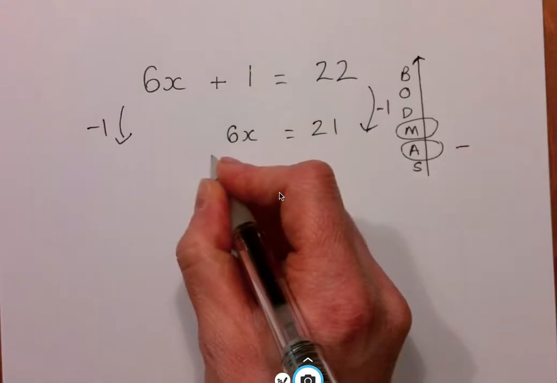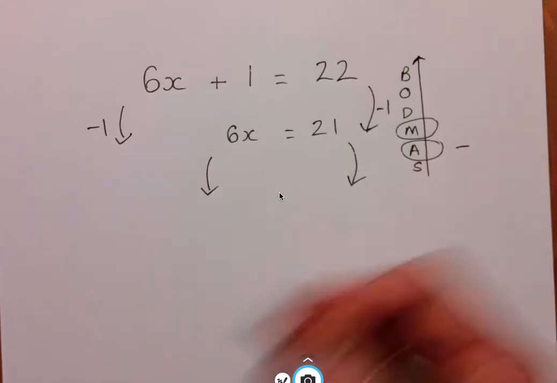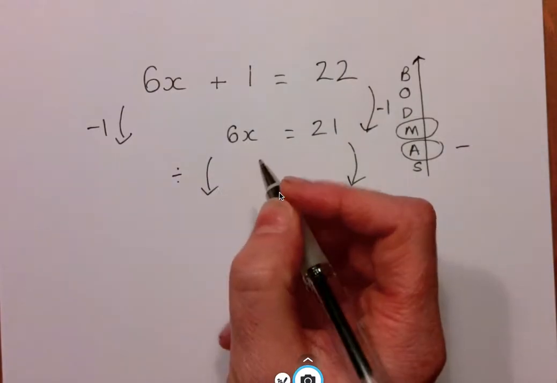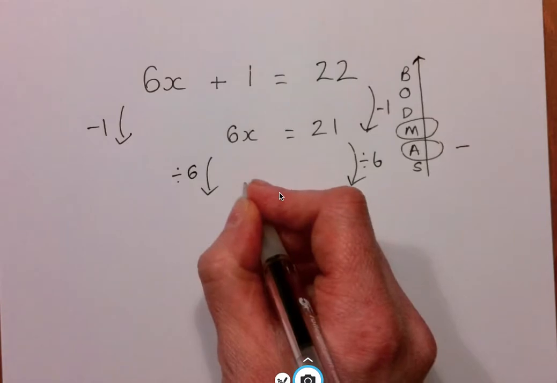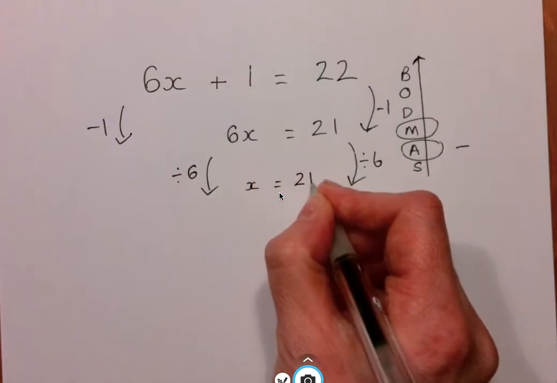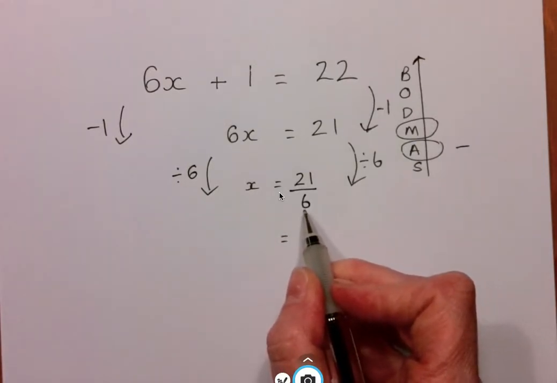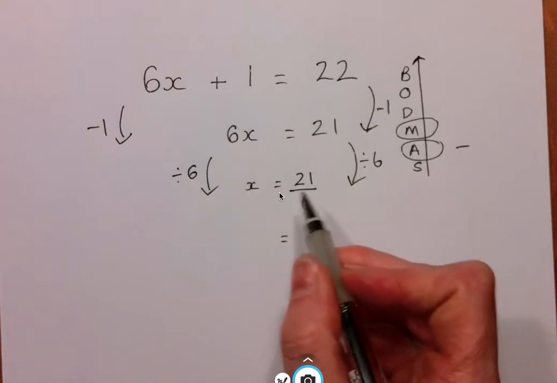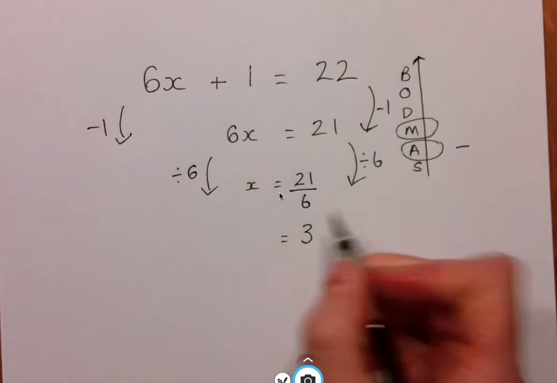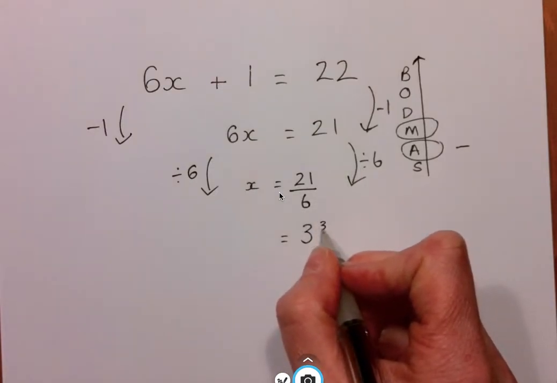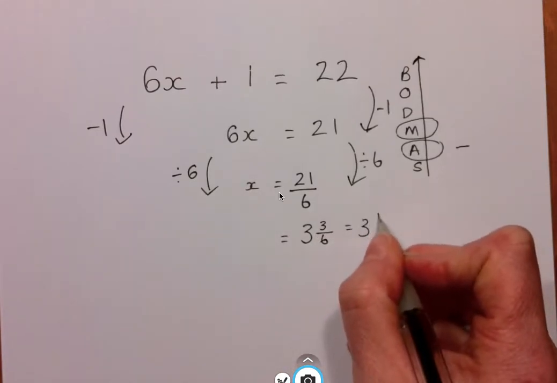Okay, and now the opposite of multiplying, because 6x means 6 times x, the opposite of multiplying by 6 is to divide by 6. So I divide both sides by 6, so I get x equals 21 divided by 6. There's a few different ways you can write that. So think about how many 6's go into 21. 6, 12, 18. So you've got 3 whole ones that go in. 6, 12, 18 means there's 3 left over to get to 21. So you've got 3 and 3 out of 6, which is the same as 3.5.